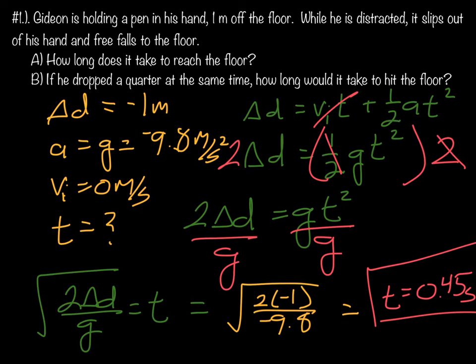So the answer to B is exactly the same as the answer to A, and the reason is because gravity treats all things the same. That's what we talked about in our notes the other day. It doesn't matter how big or how small. If we're in free fall, meaning we're ignoring all other forces except for gravity, then they will fall at exactly the same speed. And so they'll hit the ground at exactly the same amount of time. So let's move on to the next question, number 2.